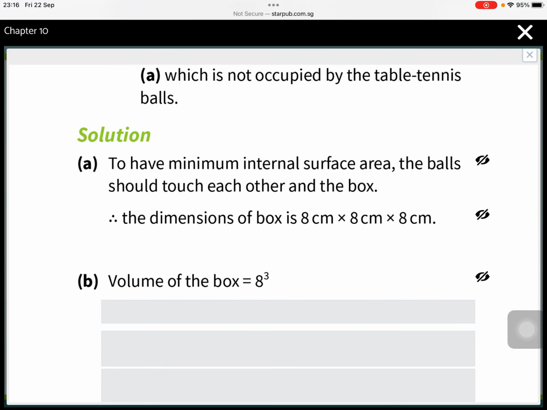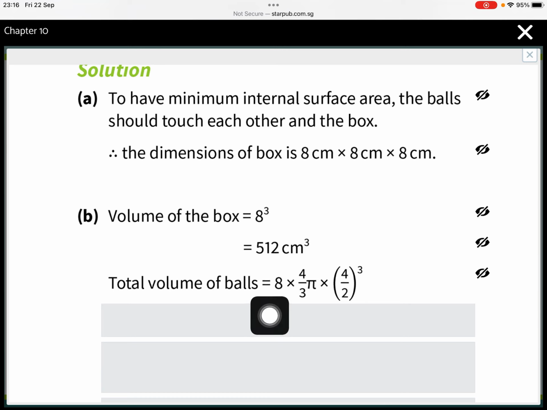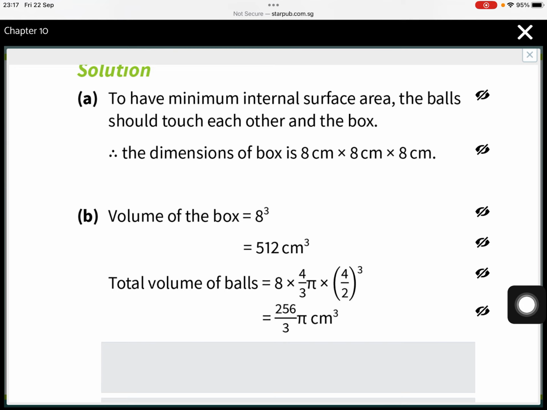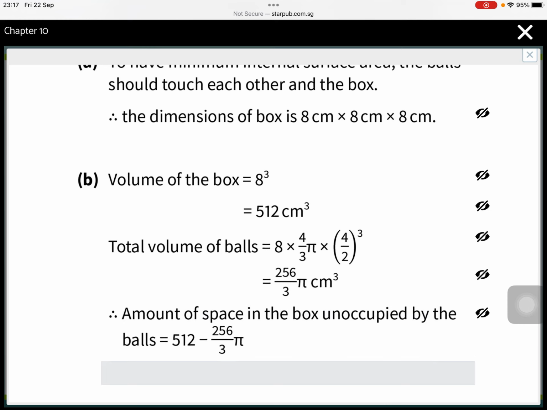So volume of box, 8 cube. That will be just 512 cm cube. Next, we need to find the volume of these balls, 8 of them. So 8. Volume of a sphere is 4/3 pi r cube, where r in this case, since diameter is 4, radius will be 4 divided by 2, which is 2 cube. You will see that the total volume of the balls is about 256 over 3 pi cm cube. Then all you need to do, find the difference. You take 512 minus this.